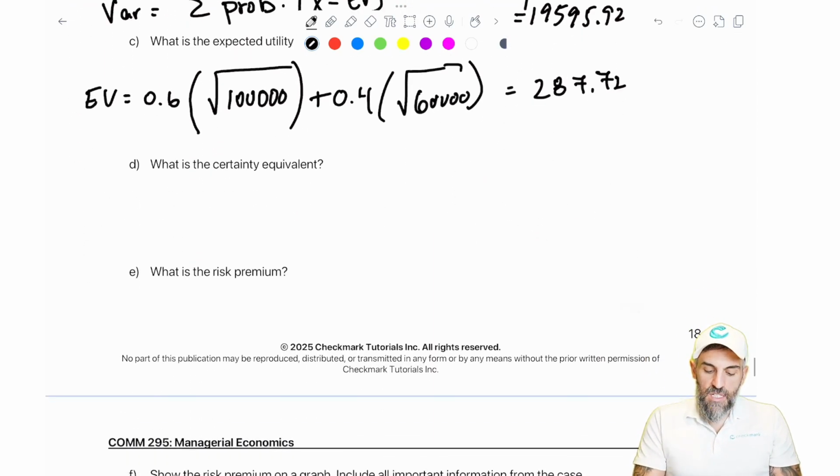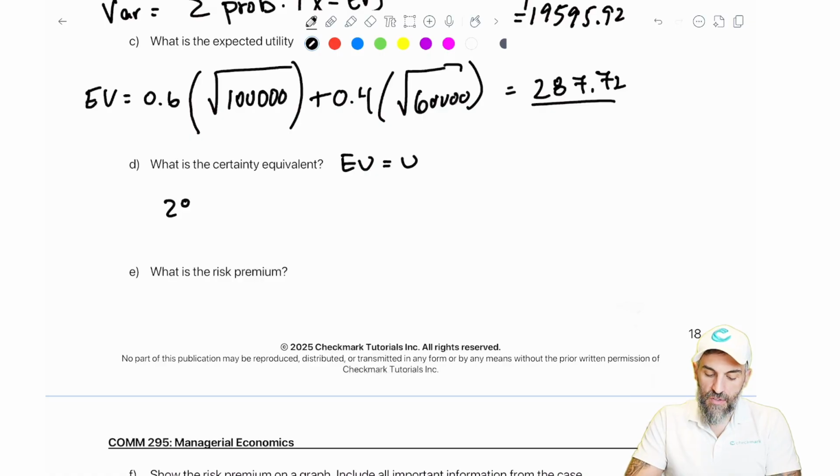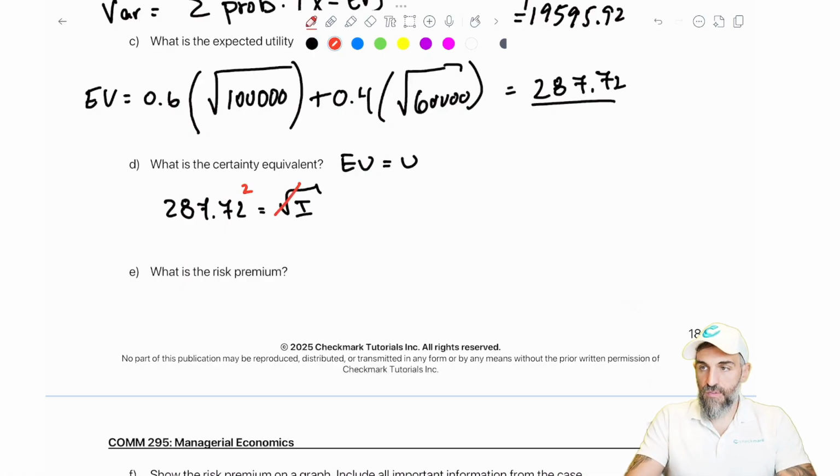The certainty equivalent. The way that you find the certainty equivalent is by taking your expected utility and setting it equal to your utility curve, your utility function. So if I take that 287.72 and I set it equal to the square root of income, solve for income. So we're going to square this side to get rid of that root. 82,780.